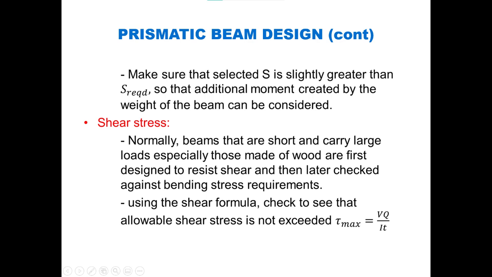Shear stress. Normally, beams that are short and carry large loads, especially those made of wood, are first designed to resist shear and then later checked against bending stress requirements. Using the shear formula, check to see that the allowable shear stress is not exceeded by the designed one, which is tau max equals VQ over It, where V is the shear force.